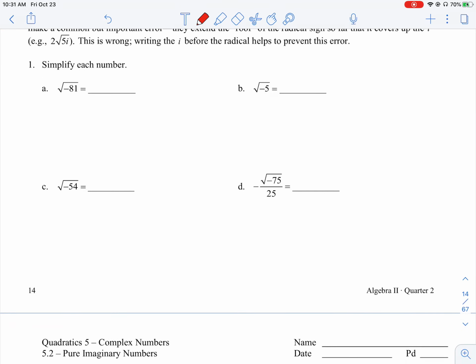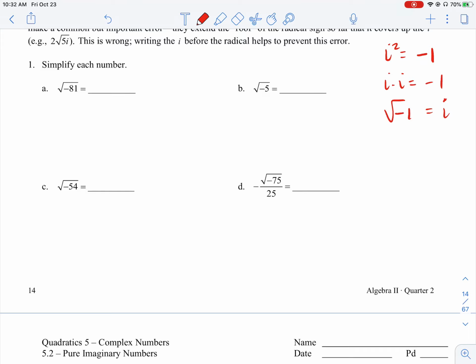In number 1, we have: simplify each number. We have the square root of negative 81. So let's put that i squared is equal to negative 1. Therefore, that's i times i is equal to negative 1, right? And we know that the square root of negative 1 is just i. Okay, we're good at that. So i times i is i squared, so that is negative 1.